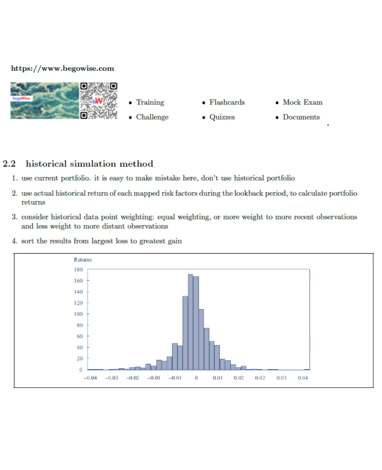Example, using current portfolio. Imagine your current portfolio includes stocks, bonds, and some foreign currency. Collecting historical returns, gather the daily returns of these assets over the past year. Weighting data points. Decide whether to give all past returns the same weight or to prioritize more recent returns. Sorting returns. Once you have all the returns, sort them from the biggest loss to the biggest gain.